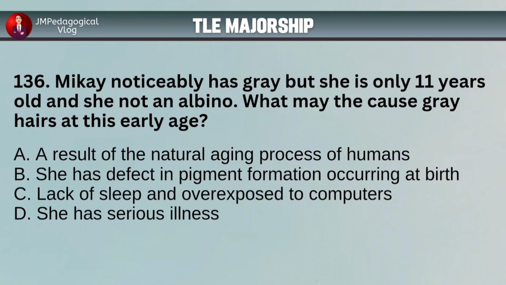136. McKay noticeably has gray but she is only 11 years old, and she is not an albino. What may cause gray hairs at this early age? A. A result of the natural aging process of humans. B. She has a defect in pigment formation occurring at birth. C. Lack of sleep and overexposed to computers. D. She has a serious illness. B. She has a defect in pigment formation occurring at birth.